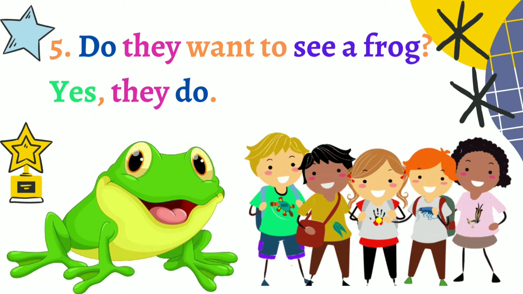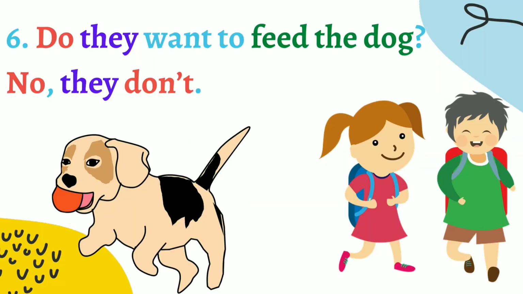Do they want to see a frog? Yes, they do. We have to use they, the same subject as in the question, and also we have to use do. It's the same as in the question. Number 6. Do they want to feed the dog? Oh, look at the picture. No, we can answer by saying no, they don't.